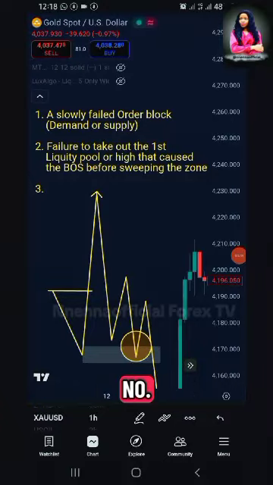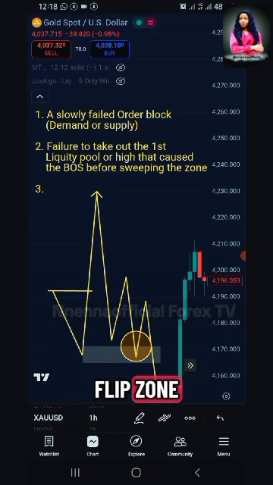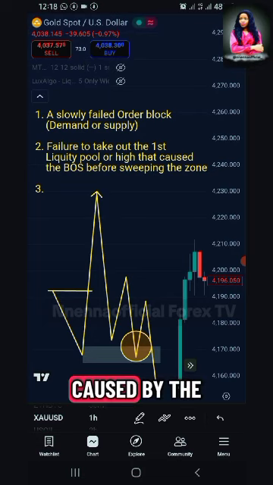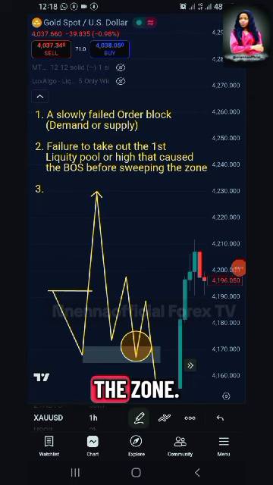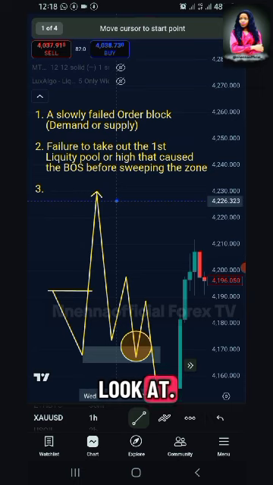Let's go. The number two confluence to a high probability flip zone is failure to take out the first liquidity pool or the high caused by the BOS before sweeping the zone. That is the number two confluence you have to look at.